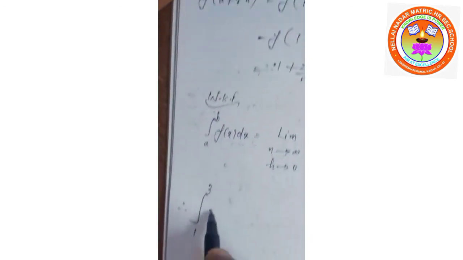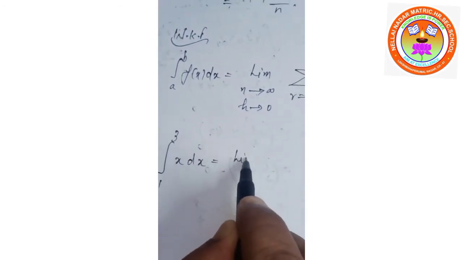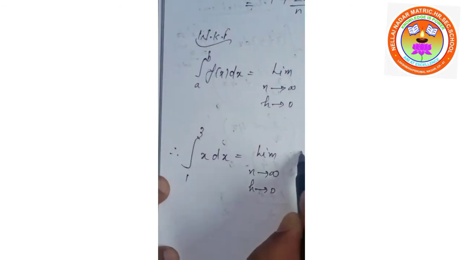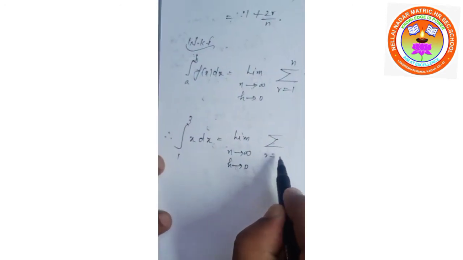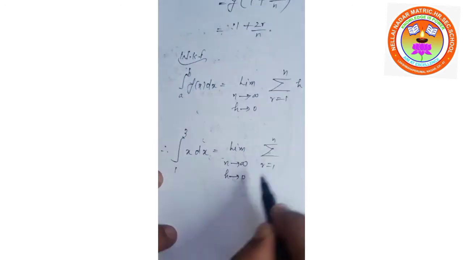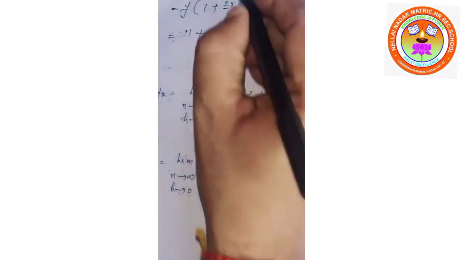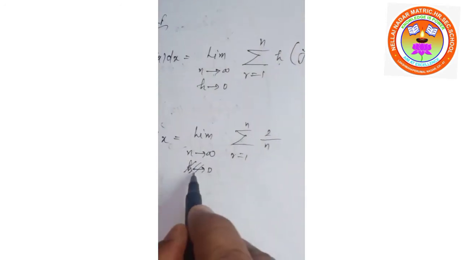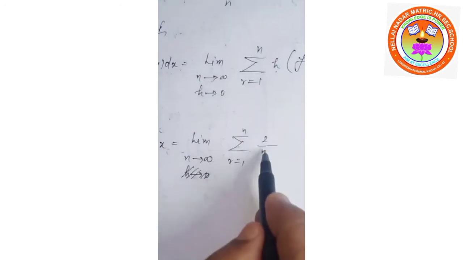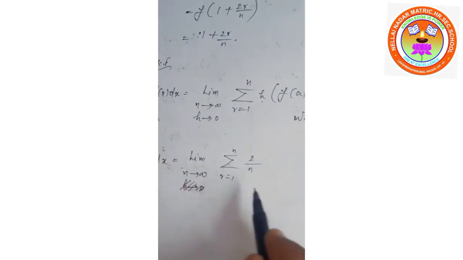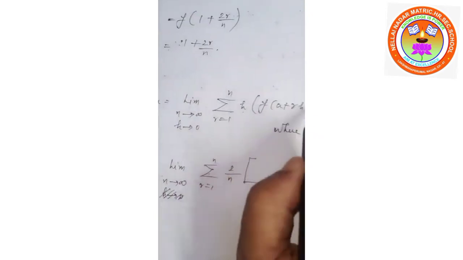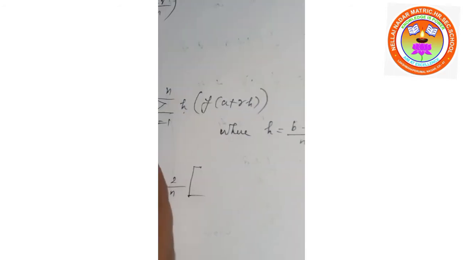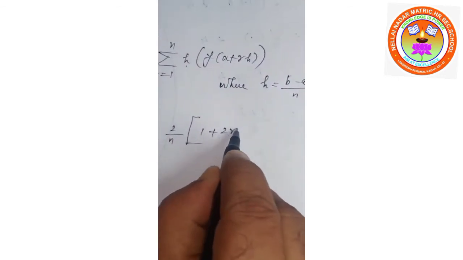Therefore, for the given question, integral 1 to 3 x dx equals limit n tends to infinity, h tends to 0, sigma r equals 1 to n. I am going to replace h by, what is the value of h? 2 by n. Since there is no h left, you need not introduce h; you just write n tends to infinity only. Then f of a plus r into h: what is the value? 1 plus 2r by n.